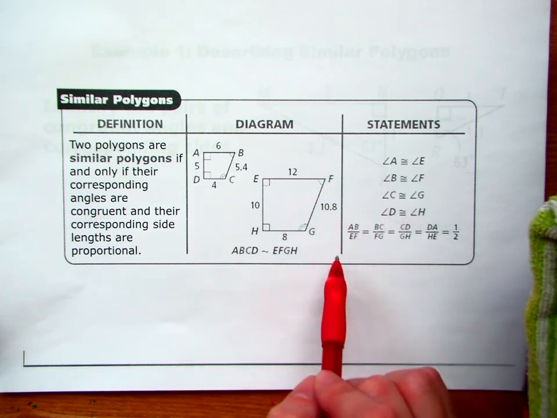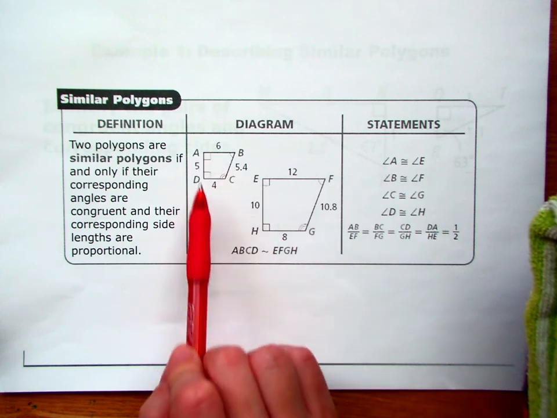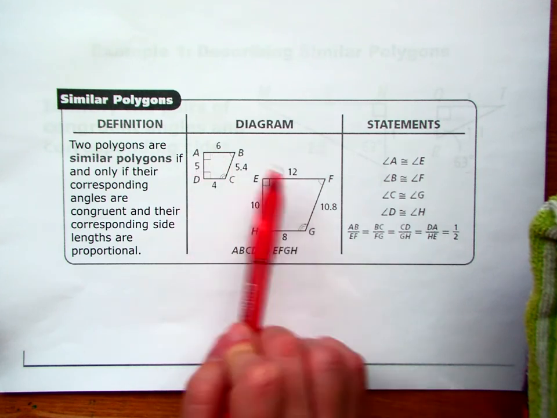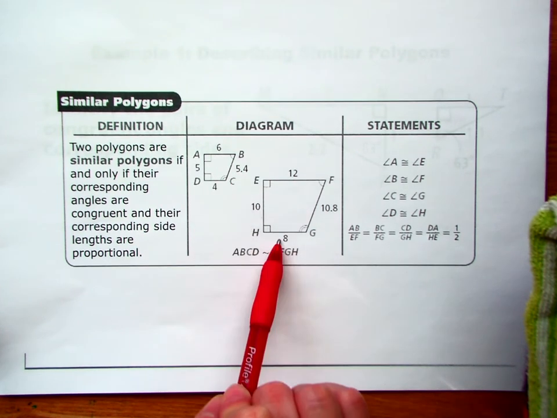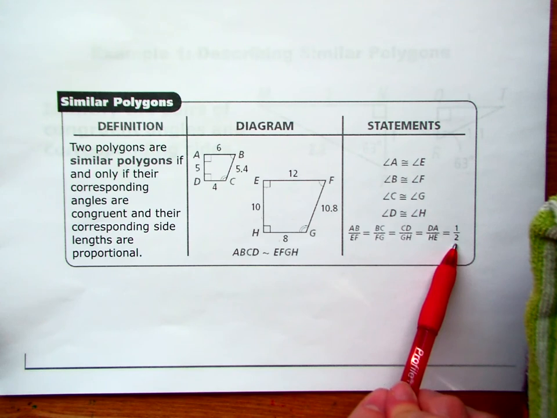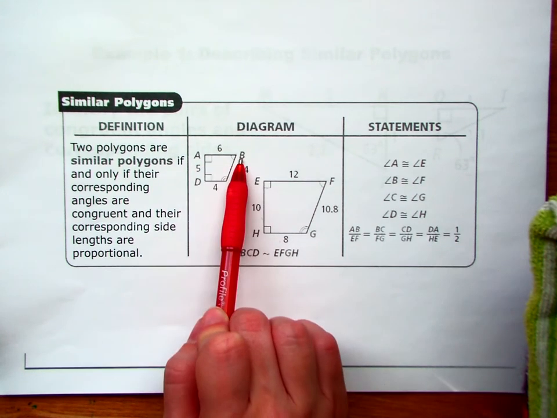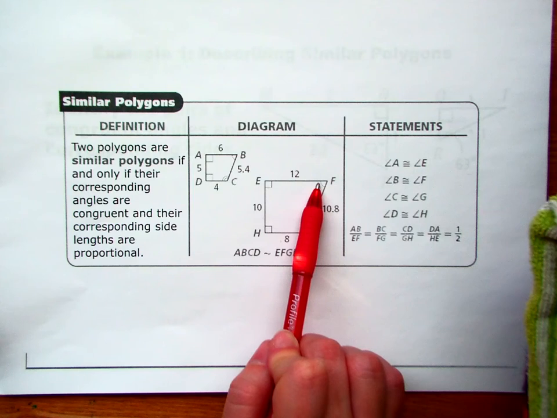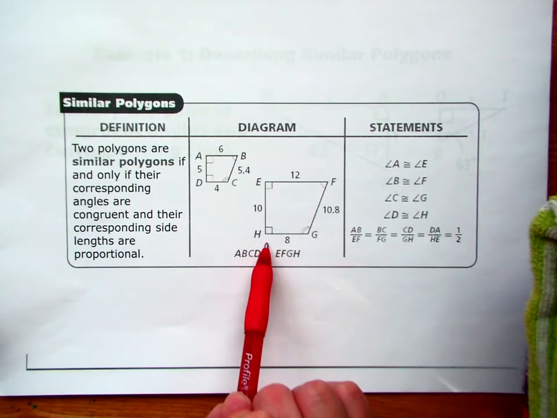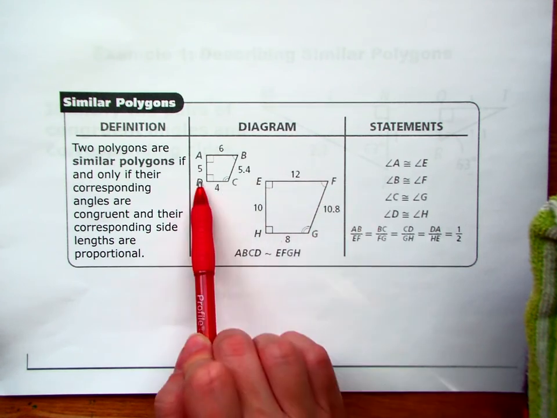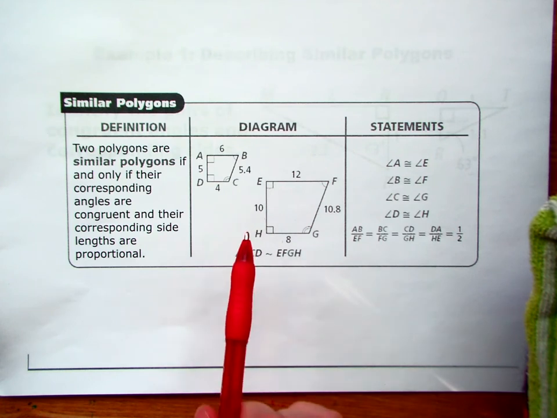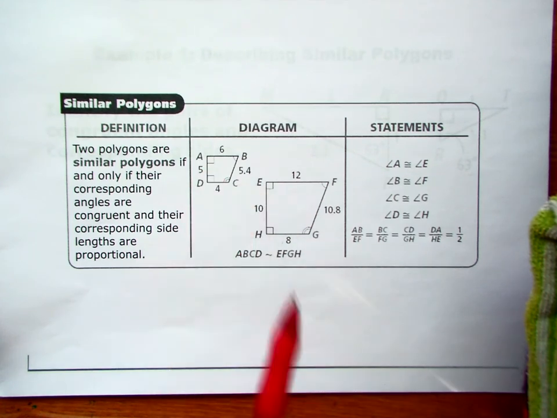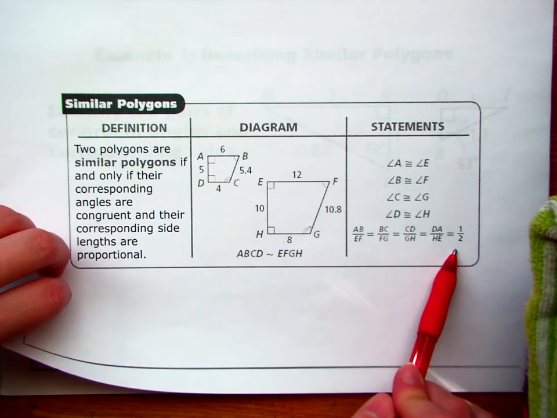The sides have to be proportional by the same scale factor. If you look at this one here, 6 over 12 is the same as 5 over 10, which is the same as 5.4 over 10.8, which is the same as 4 over 8. And all of those would reduce to 1/2. So what they're saying here is side AB over side EF would be equivalent to AD over EH, BC over FG, DC over HG. There are a bunch of different ways that we can say this, but basically if they're similar, the corresponding angles have to be congruent and sides have to be proportional. Here we see they're proportional by the same scale factor.